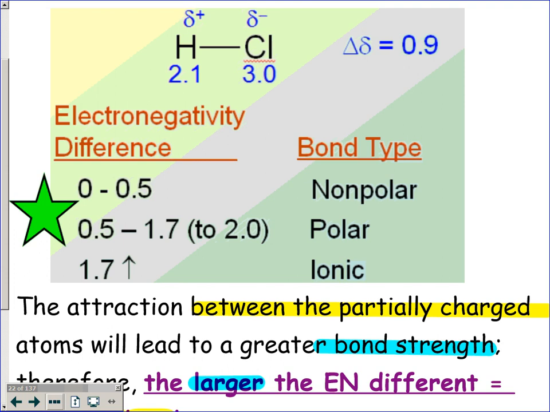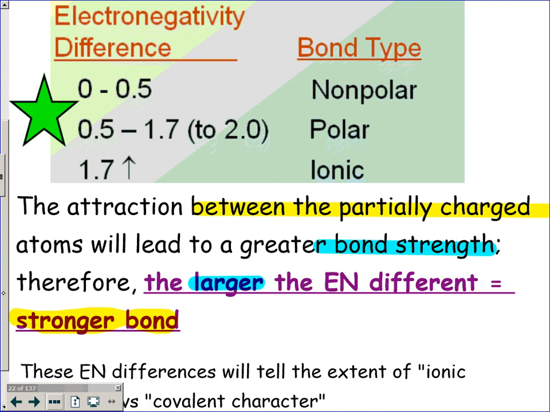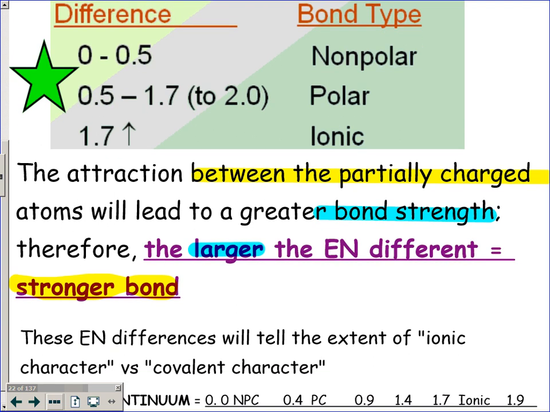But what we should glean from this is that as we approach the larger differences, like an ionic situation, the larger the difference in electronegativity will start to lean towards an even stronger and stronger bond. Like I said, it's a continuum.